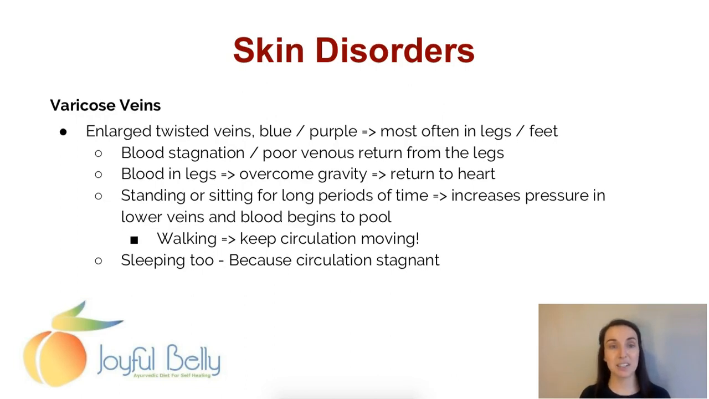The next skin disorder we'll look at is varicose veins. These are enlarged, twisted veins that tend to be blue or purple in appearance, and they most often occur in the legs and the feet. It's usually a result of blood stagnation and poor venous return from the legs. The blood in your legs has to overcome gravity and return to the heart.